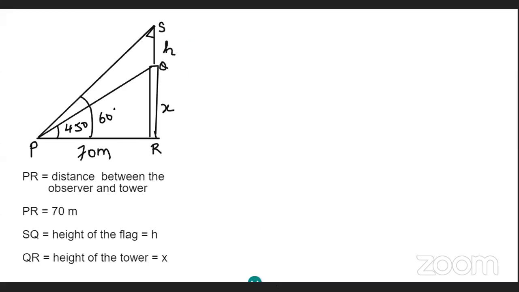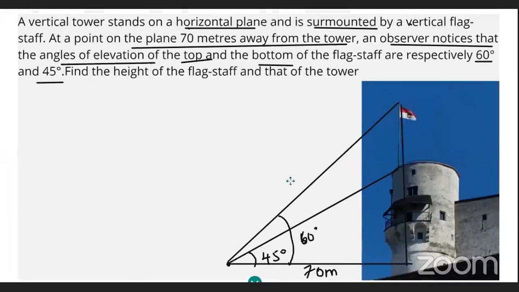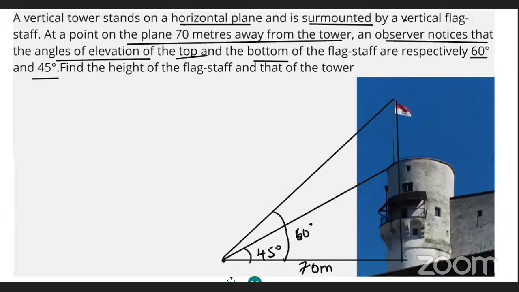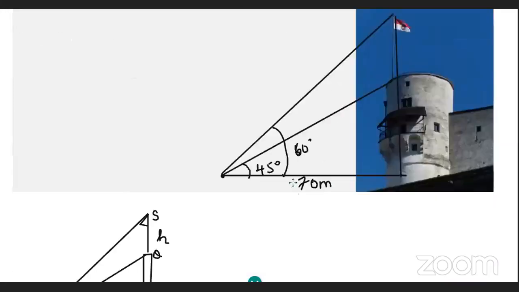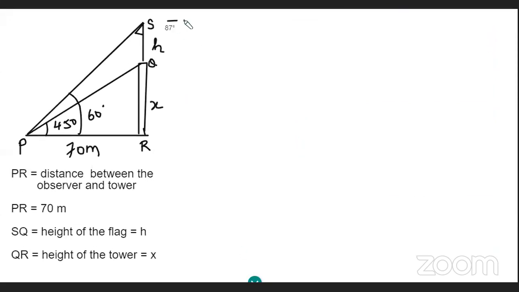Okay, let's check what we have to find. Okay, so I'm going to scroll back to the question and then come back. Is it the height of the tower we need to find or height of the flag? What are they saying? What we need to find? Height of the flag staff and the tower. Both. Okay, so let's start. Now, for this particular question, first of all, I need this measurement also. Why? I'll let you know. Okay, this is X plus H.